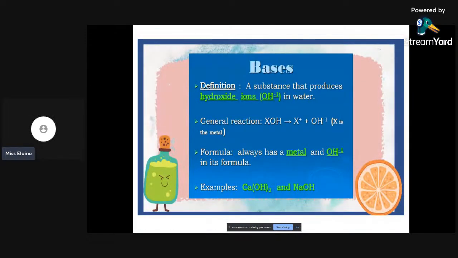How about bases? A base is a substance that produces hydroxide ions, or OH negative 1, in water. If you're going to differentiate between acids and bases, hydrogen is always positive, while in bases, OH is always negative. The formula always has a metal and OH. Some examples are calcium hydroxide and sodium hydroxide.